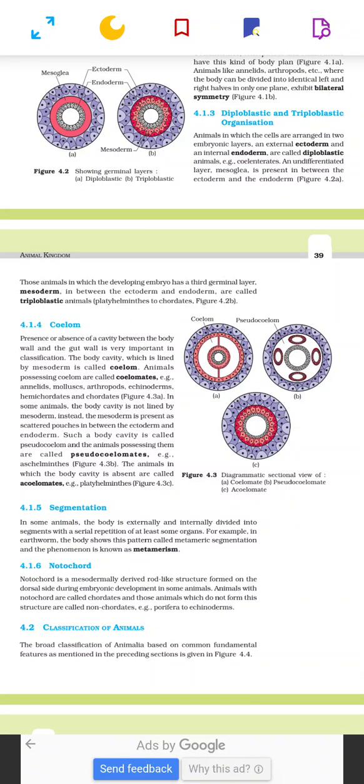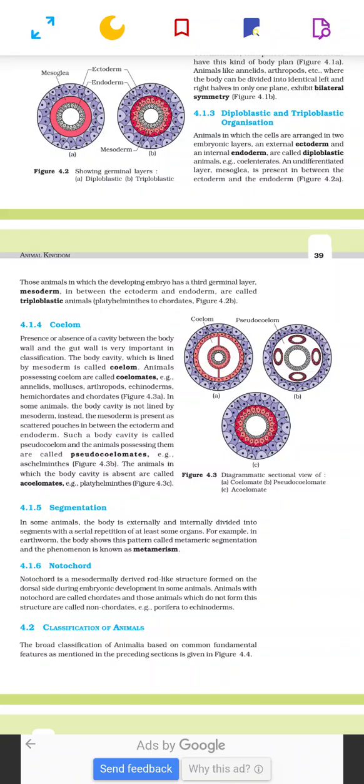Coelom. Presence or absence of a cavity between the body wall and the gut wall is very important in classification. The body cavity which is lined by mesoderm is called coelom. Animals possessing coeloms are called coelomates. For example, annelids, mollusca, arthropoda, echinodermata, hemichordata and chordates.